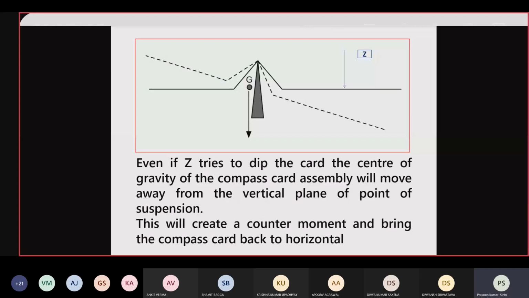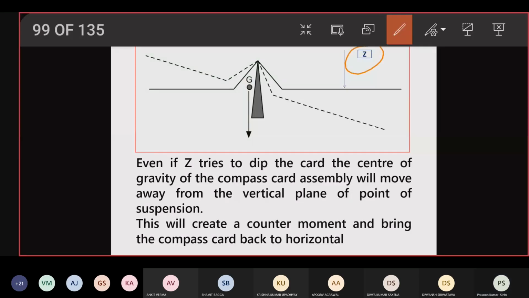The Z is acting here downwards, trying to pull it, but the gravity here pulls it this way and keeps it horizontal all the time. The force of gravity is always greater than Z, therefore gravity keeps winning and the card stays horizontal.